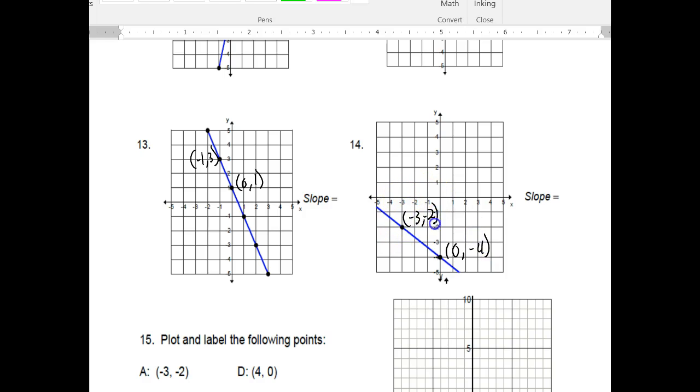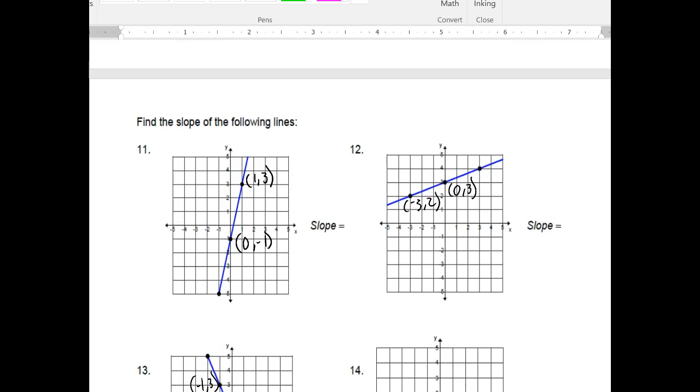Now that we have all of our points, we can find our slopes. So for number 11, it'd be 1, 3 and 0, negative 1. Since we already wrote down the points, we can go right into the math. So we can do 3 minus negative 1 over 1 minus 0. Now look at the graph. Notice how the graph is positive sloping. If you get a number out of your slope formula that's not positive, you know you've messed up. So plus positive, you get 4 over 1, so your slope is 4 over 1.